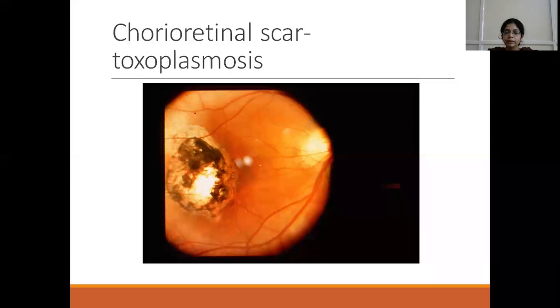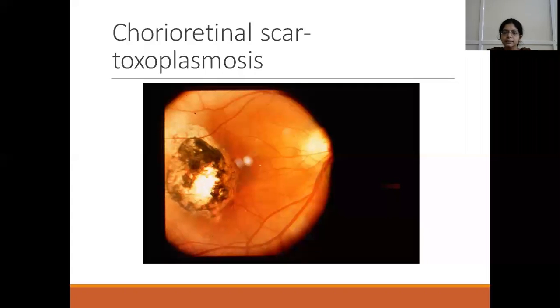Squint will develop because of the resulting amblyopia, as the baby is not seeing properly. So all these can lead to identification of the baby having toxoplasmosis. What happens is, the scar can be inactive for a very long time, but whatever parasite is there is still present in the choroid.